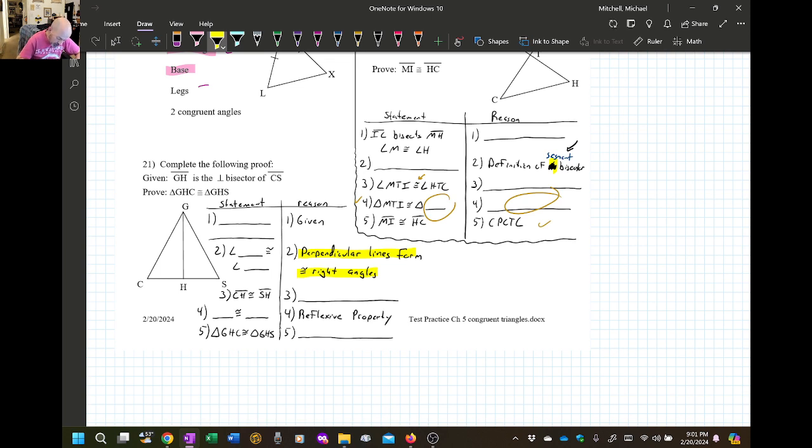Well, geez, GH is the perpendicular bisector of CS. So we got perpendicular and bisector in here. We got a couple of things you got to be paying attention to in there. Well, this is using the perpendicular right here. Perpendicular lines form congruent right angles. What angles are formed by the perpendicular lines? Look at your diagram. Geez. There's our perpendicular. What are the two right angles? Name them.